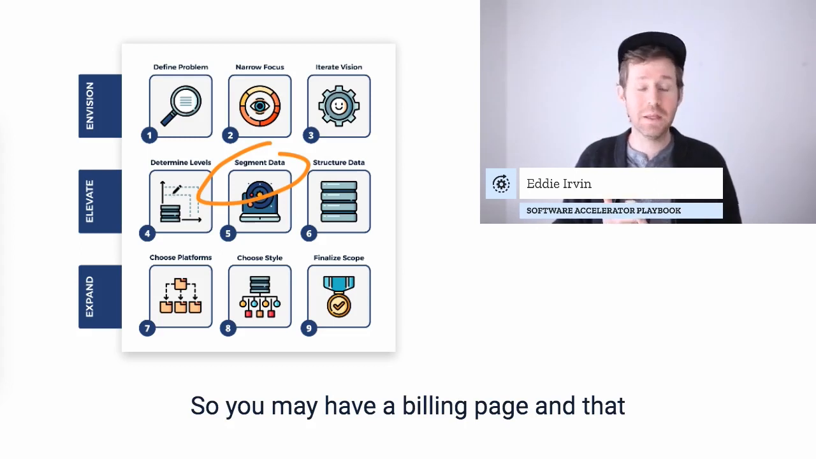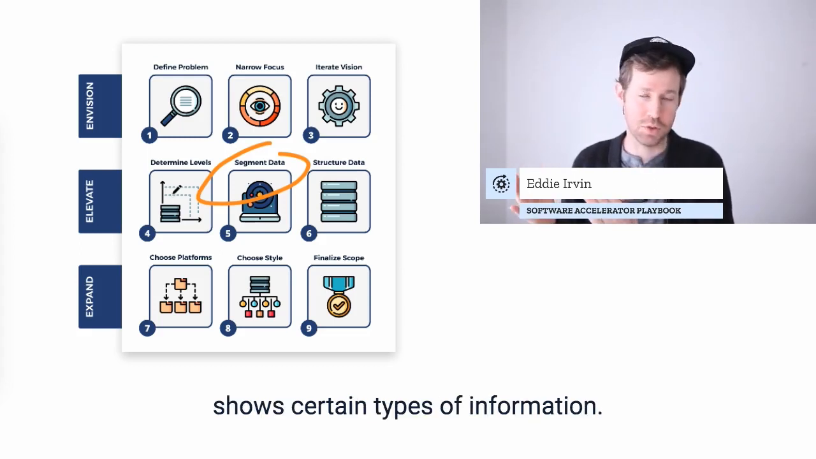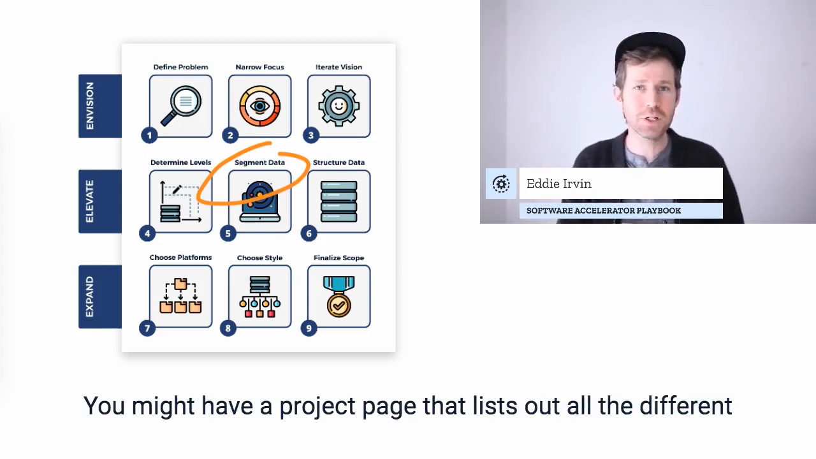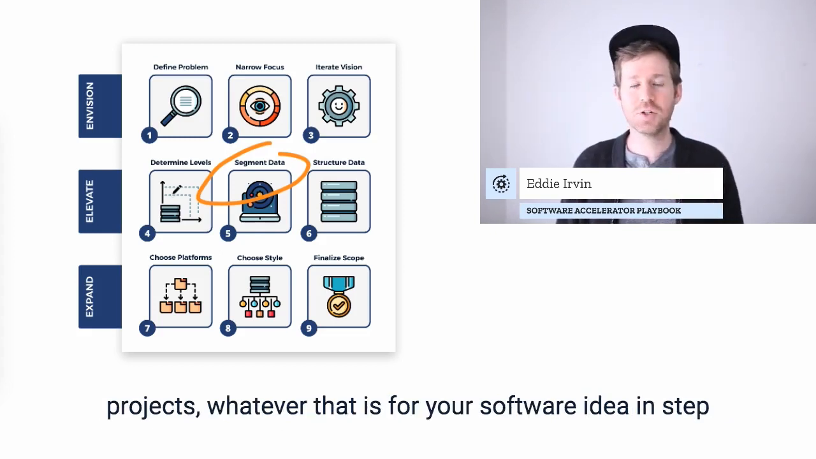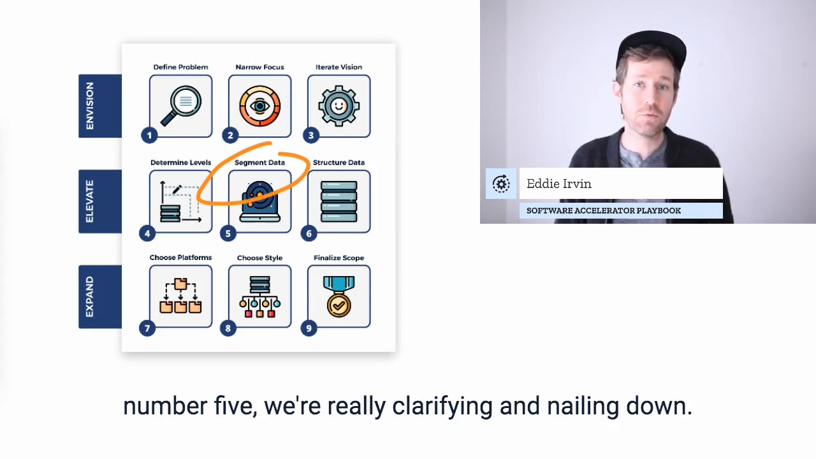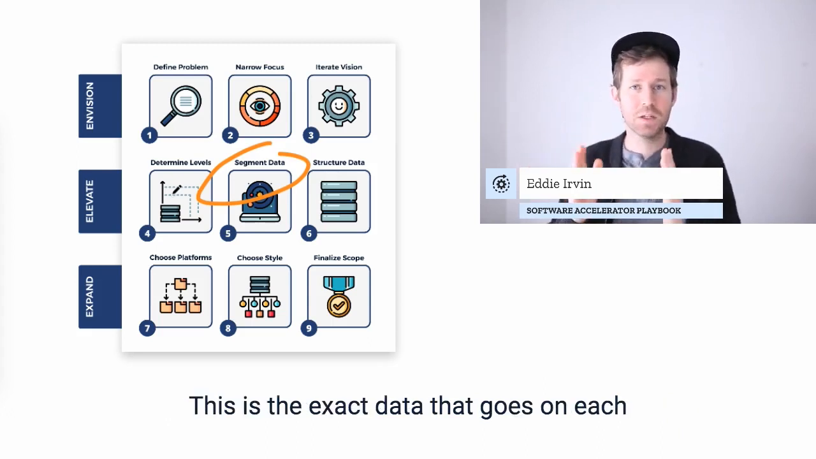So you may have a billing page and that shows certain type of information. You might have a project page that lists out all the different projects. Whatever that is for your software idea, in step number 5, we're really clarifying and nailing down this is the exact data that goes on each page.